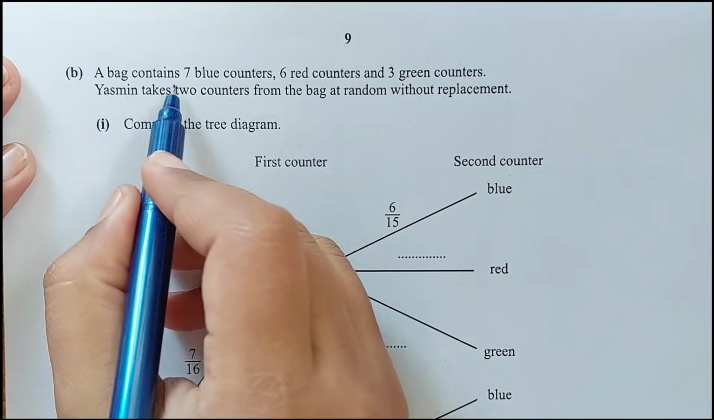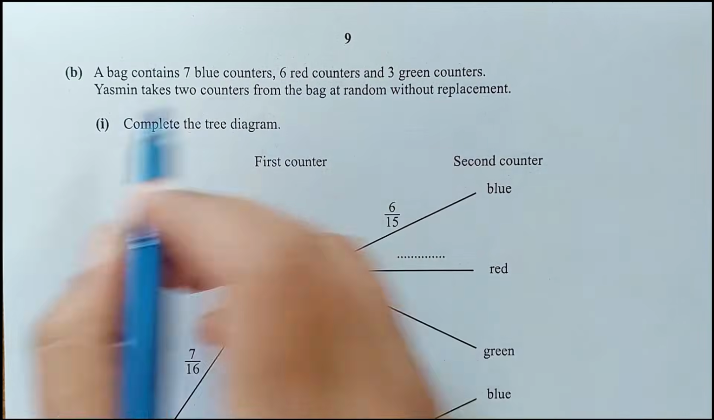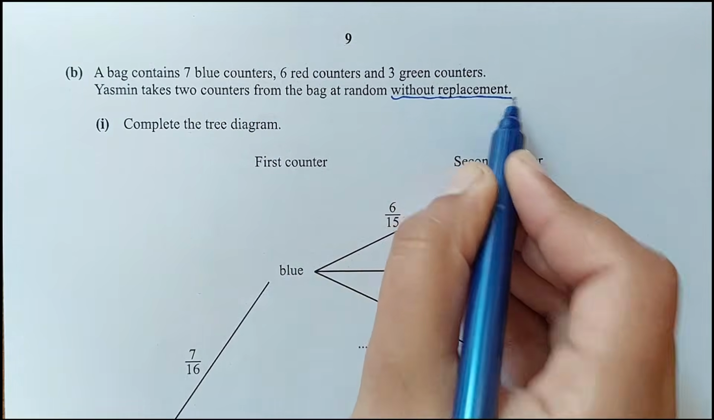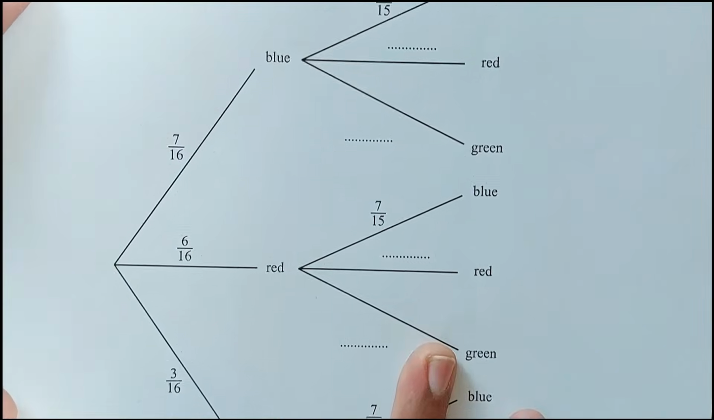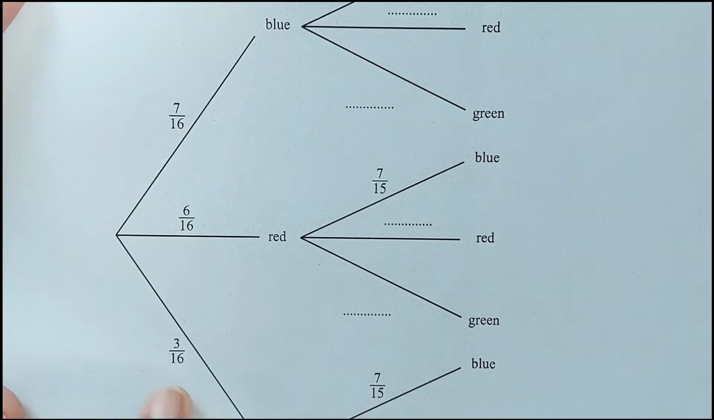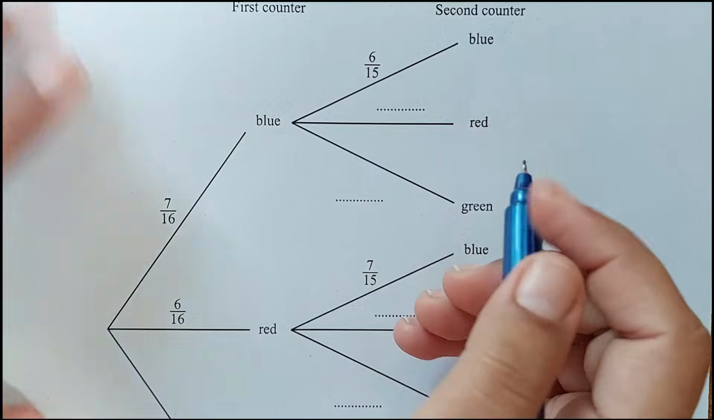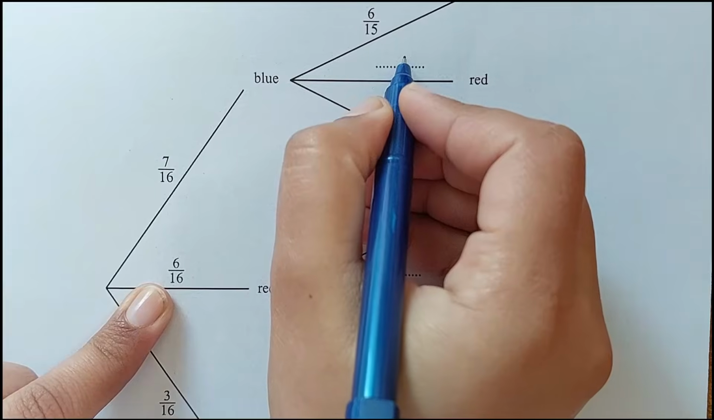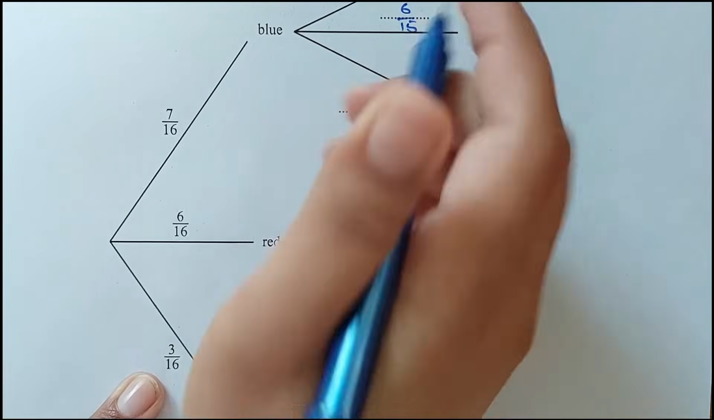Now for part B, a bag contains 7 blue counters, 6 red counters, and 3 green counters, right? Yasmin takes 2 counters from the bag at random without replacement. Okay, now for part 1, complete the tree diagram, first counter and second counter, right? So the first counter is done. Blue are 7 out of 16, red are 6 out of 16, and green are 3 out of 16. Okay, so from blue we have a second counter, blue. So we have 7, now 6 are left out of 15, and red is the same, 6 out of 15, and green is the same, 3 out of 15.